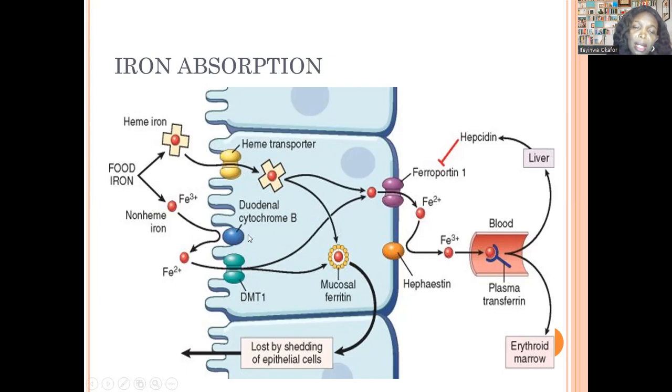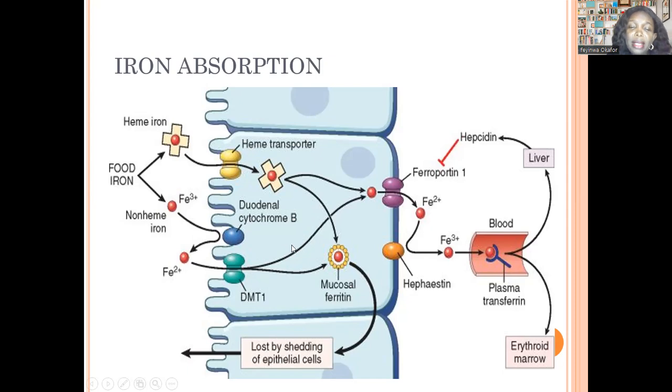An example of one of these enzymes is cytochrome B. Cytochrome B helps in reducing iron 3 found in our diet in form of non-heme iron to iron 2. When this is done, this iron 2 can now be absorbed through a carrier transporter called divalent metal transporter 1 that helps to absorb iron 2 into the duodenal cells. Then the iron 2 enters into the same pool with heme iron that has been previously absorbed through heme transporter.